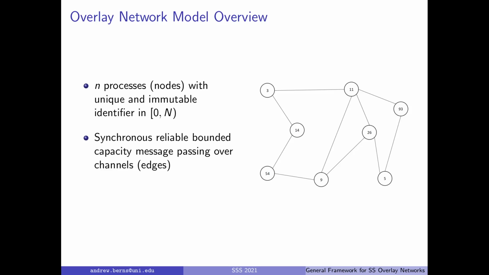We will assume a synchronous, reliable message passing model where any message sent in round i is received in round i plus 1. A standard approach there would be that in a particular synchronous round, a node receives all of the messages that were sent to it in the previous round. It performs some local computation, and then it sends out messages to its neighbors at the end of the round. We will assume that the channels are reliable and have bounded capacity, meaning that a message is received by a node if and only if it was sent by a node from our algorithm in the previous round.